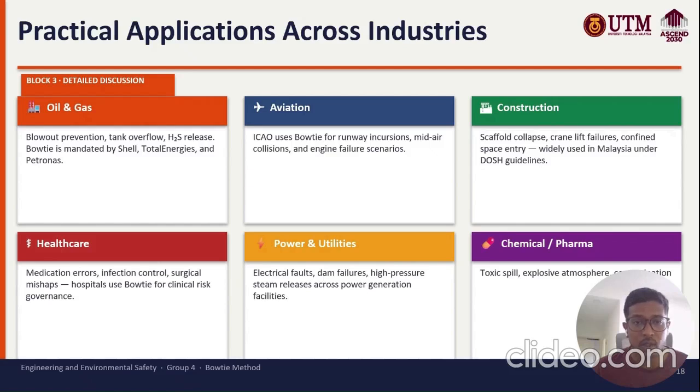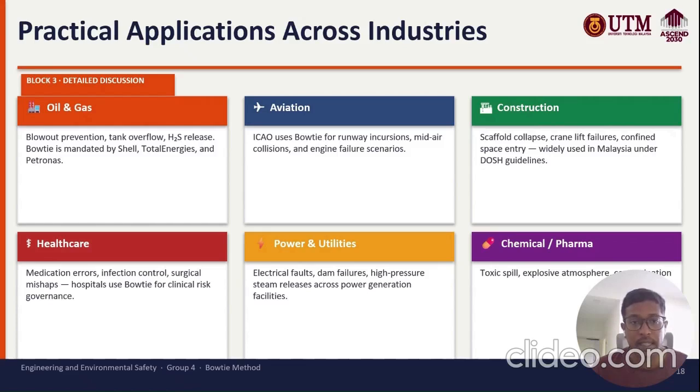In aviation, ICAO, the International Civil Aviation Organization, uses it to analyze runway incursions, mid-air collisions, and engine failures. Safety in aviation is non-negotiable, and the bow-tie method gives investigators and safety planners a structured way to map every possible failure pathway. In the construction industry, Malaysia's DOSH recognizes bow-tie in their guidelines, for scaffold collapses, crane lifts, and confined space entries. These are exactly the kind of high consequence scenarios the method was designed for.